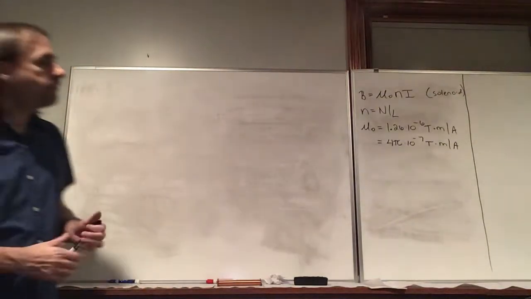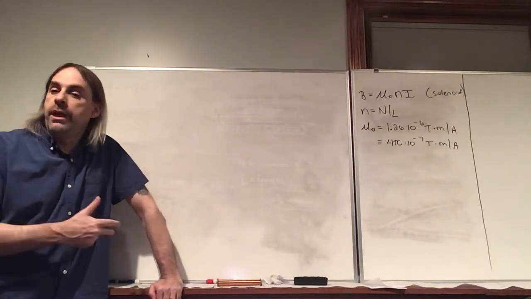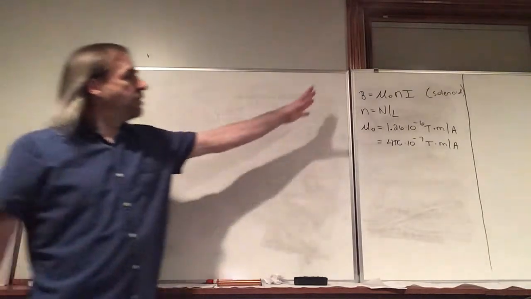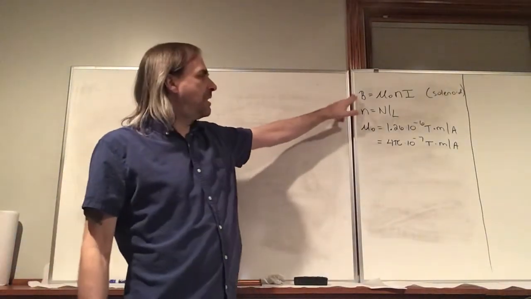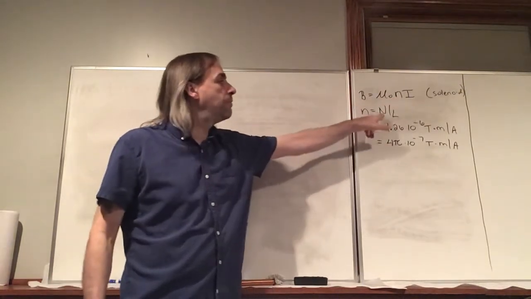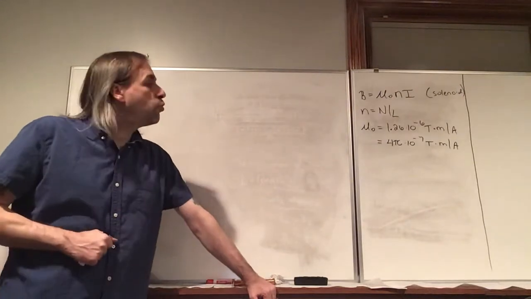So here we're going to calculate the magnetic field of an actual solenoid, just as an example. I wrote the equations that we need here. This, we derive from Ampere's law, where little n is a turns ratio. That'd be capital N over L.